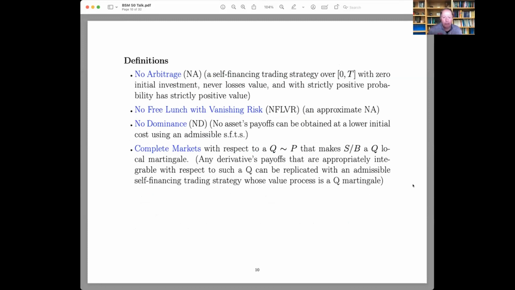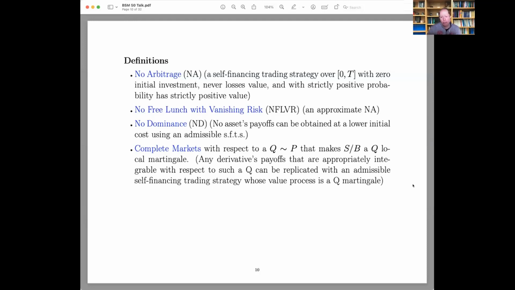So some definitions, some of these you're probably very familiar with. I'll just go quickly. No arbitrage, right? We typically call that simple arbitrage. And then we have an extension, which is an approximate arbitrage opportunity, which has the acronym NFLVR, no free lunch with vanishing risk. No dominance, introduced by Bob Merton in his 1973 paper. Here, it just means that no asset's payoffs can be obtained at a lower initial cost using an admissible self-financing trading strategy. And then the notion of complete markets or synthetic replication.